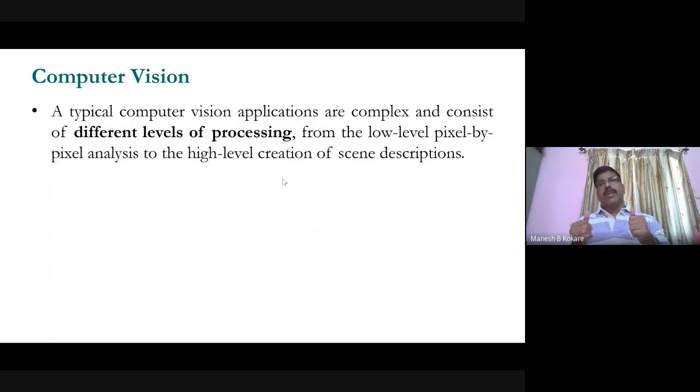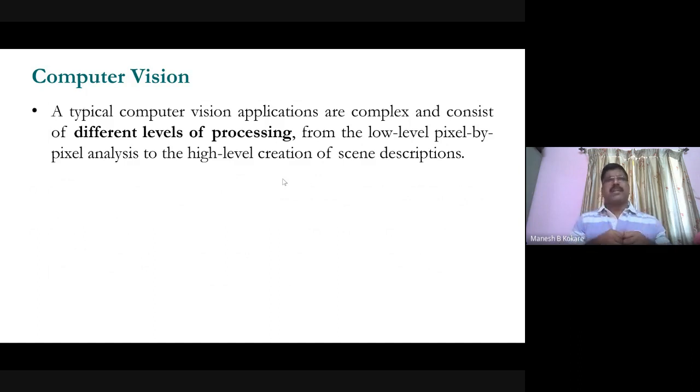And how do you basically see that? Typical computer vision applications are complex and consist of different levels of processing, from low level, that is pixel level processing, then feature level, which is your mid-level processing, and then high level, which is basically the description of the scene. Low level means you are operating on pixels, for example early vision, pre-processing, noise removal, or image smoothing. That comes under low level image processing.